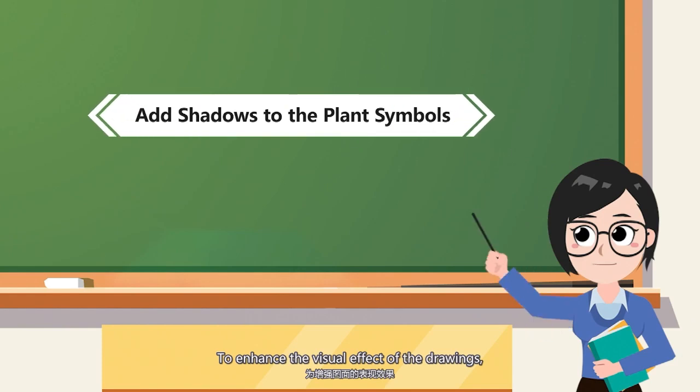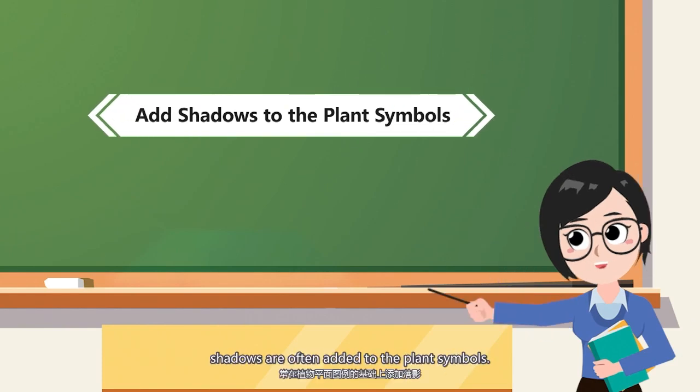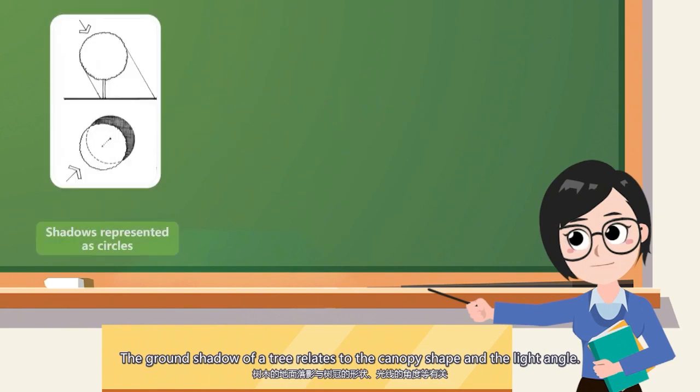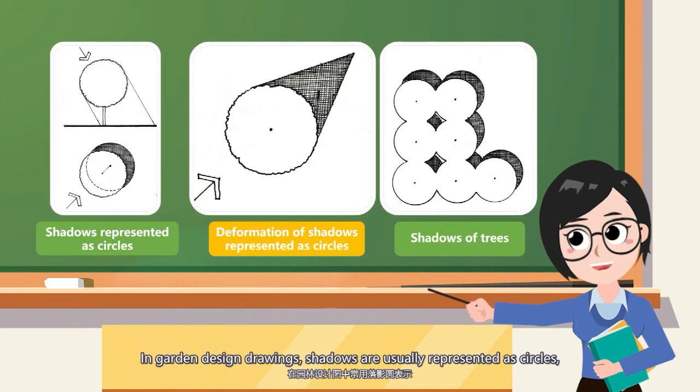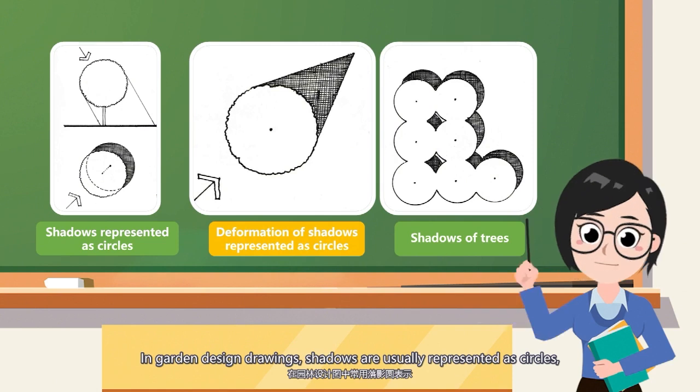To enhance the visual effect of the drawings, shadows are often added to the plant symbols. The ground shadow of a tree relates to the canopy shape and the light angle. In garden design drawings, shadows are usually represented as circles, with slight modifications if necessary.